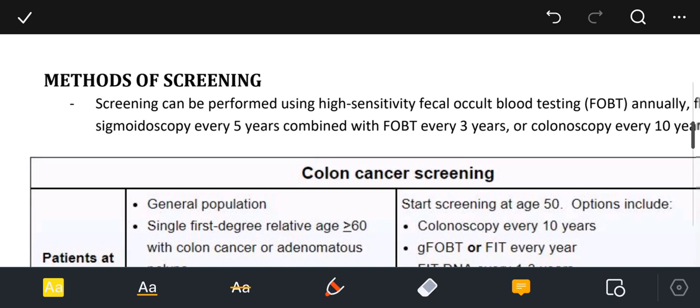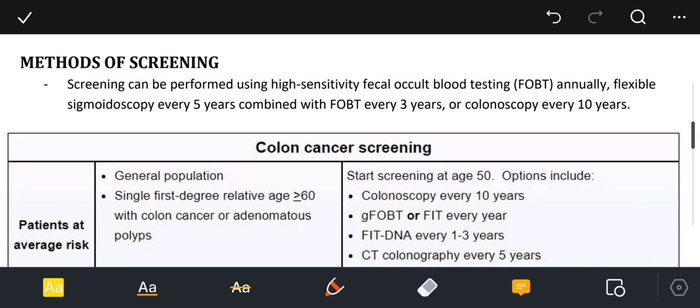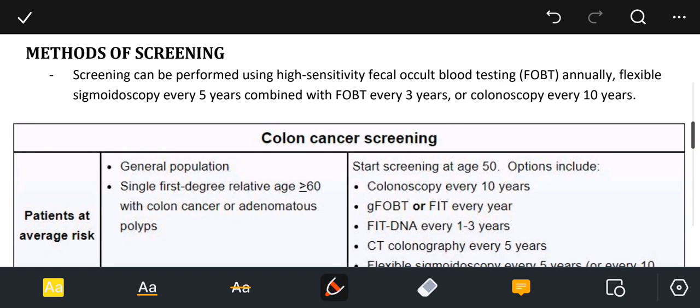Method of screening. Screening can be performed using high sensitivity fecal occult blood testing annually, flexible sigmoidoscopy every 5 years combined with FOBT every 3 years, or colonoscopy every 10 years.